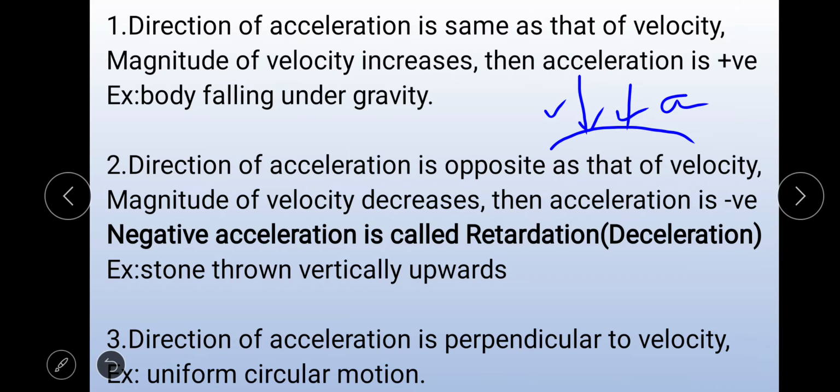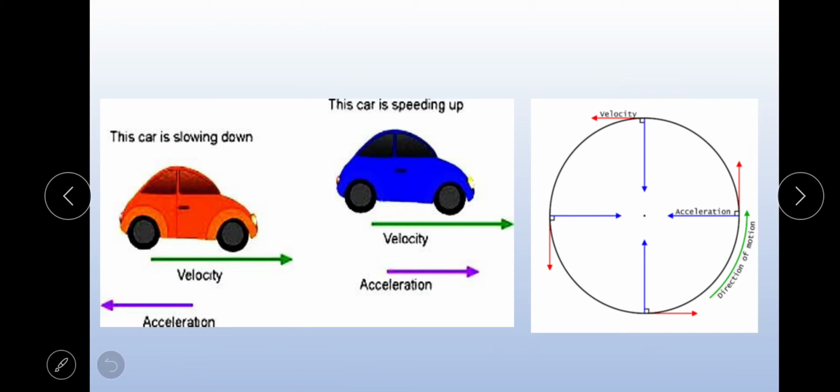You can consider another example, the car is speeding up.